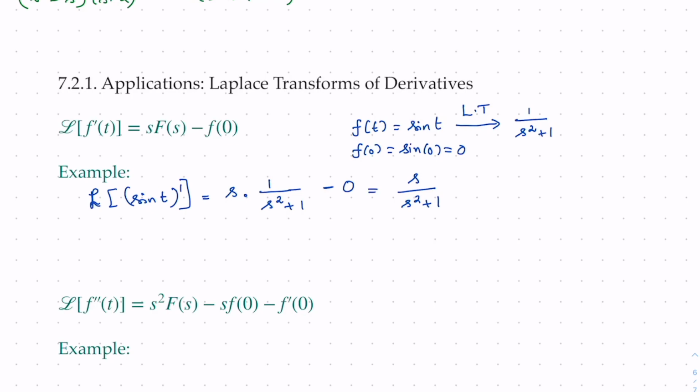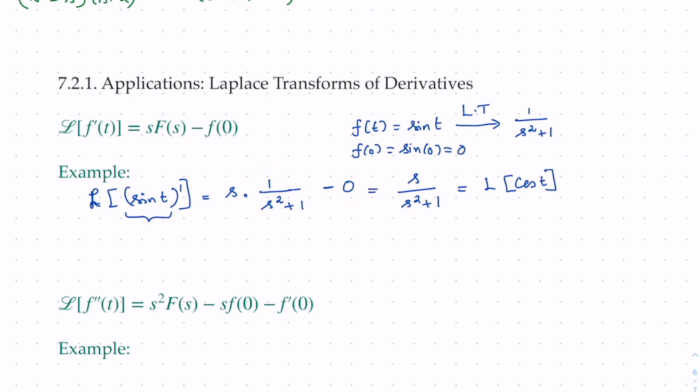What is the derivative of sine, by the way? It's cosine. So what you have here is the Laplace transform of cosine t, because cosine t is the derivative of sine t. That's what the formula says. The good news is you don't have to know the function or compute the derivative. You can compute the Laplace transform as long as you know the Laplace transform of the function and the initial value.